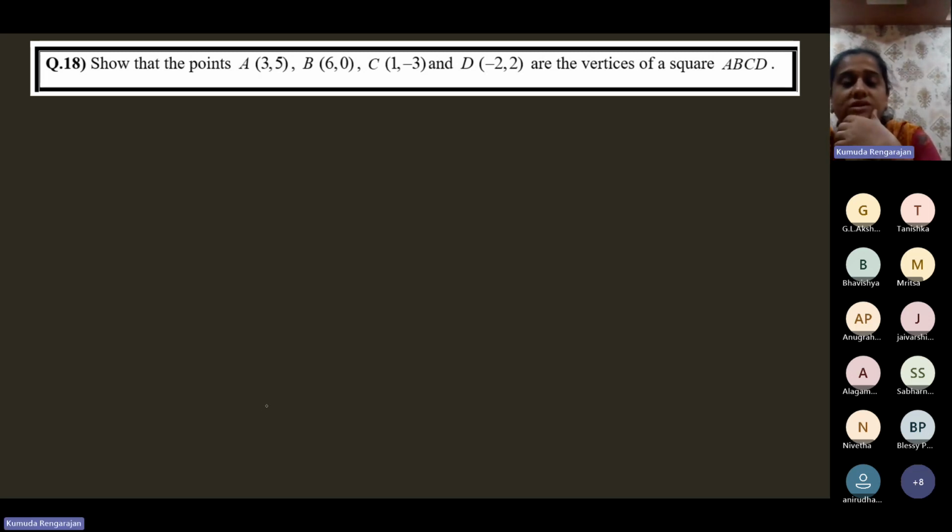All right. Next one. So you'll have to show that the points are the vertices of a square. When you show that all the sides are equal, it's a rhombus. To show that it's a square, you also have to show that the diagonals are equal.